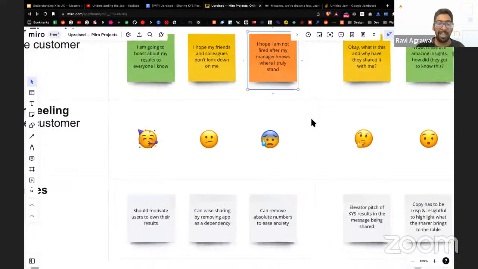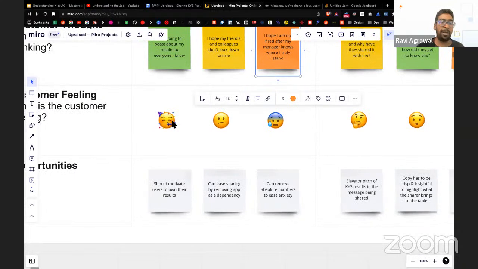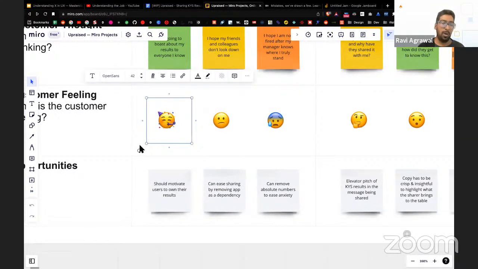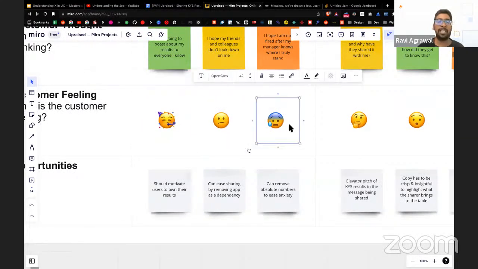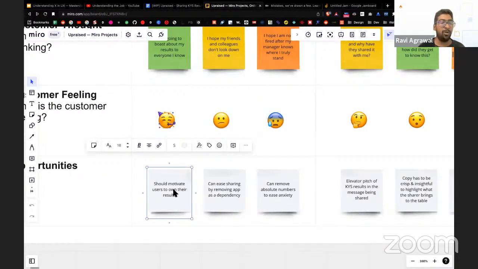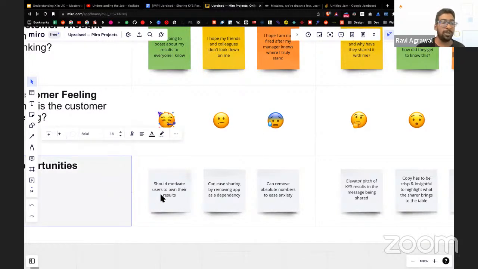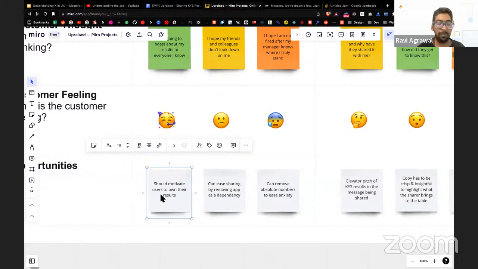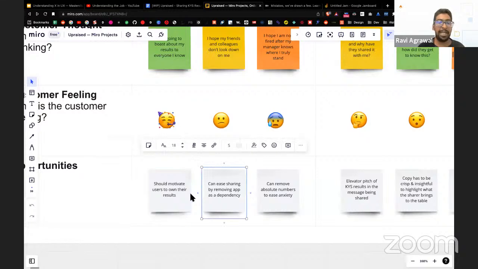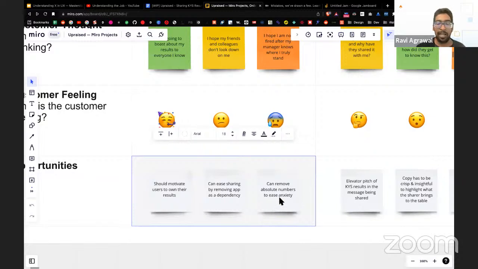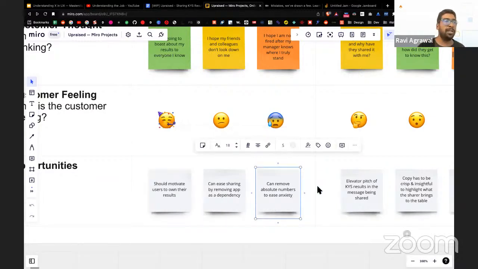Now, what are the feelings that a user is going through at this point? Either they are cheerful, or they are unamused, or they're really anxious and scared. Now, depending on these feelings, what can I do? What is the opportunity? I should motivate users to own the results that they have. I can ease the sharing by removing the app as a dependency. And I can remove absolute numbers to ease the anxiety. These are some opportunities, these are hypotheses, these are ideas that I have put together.